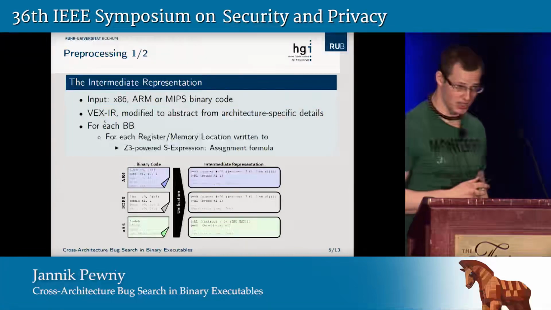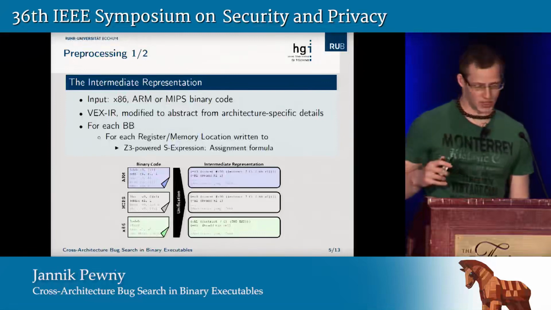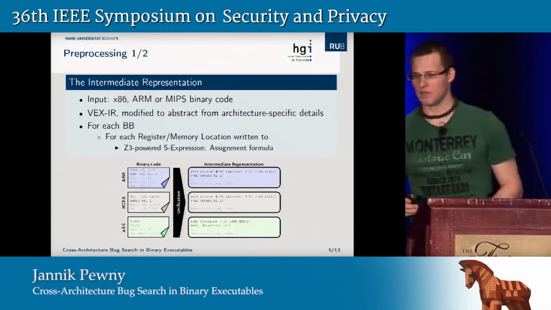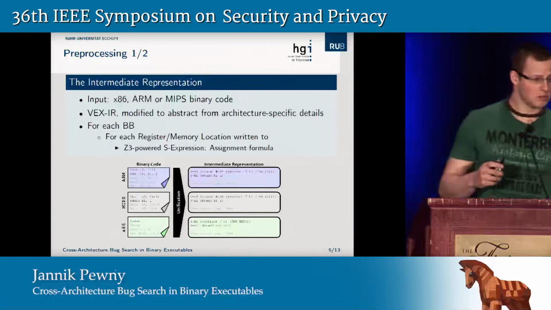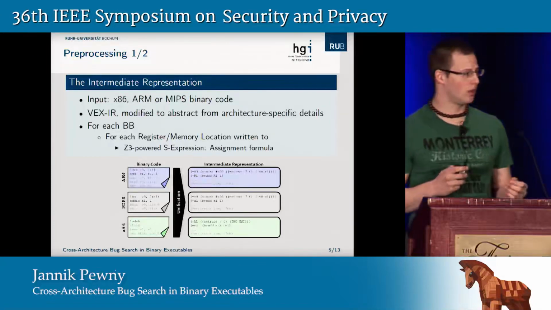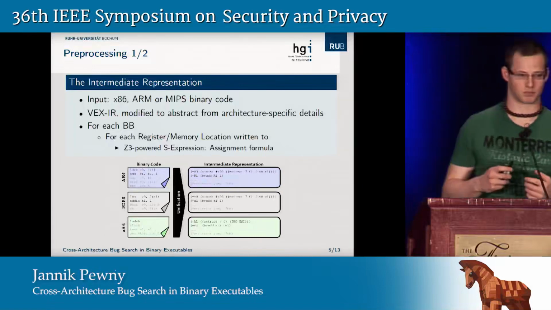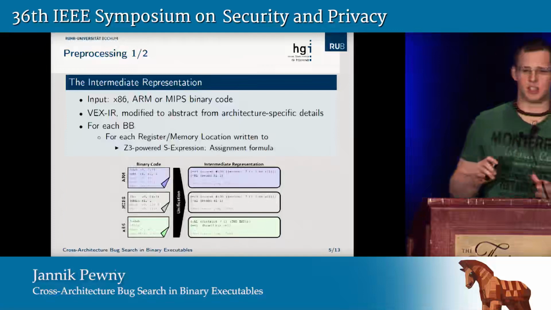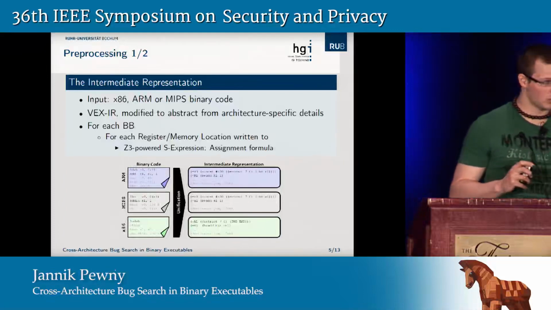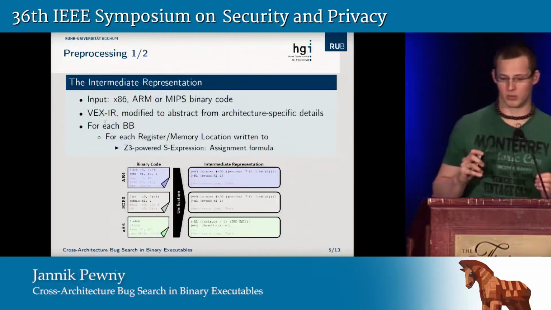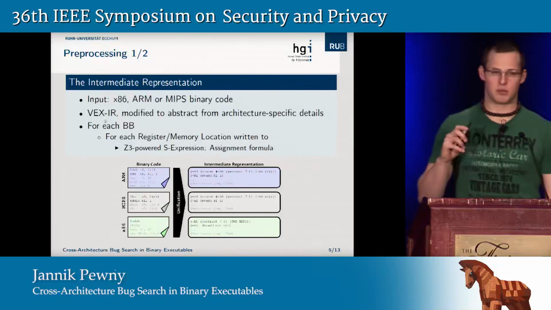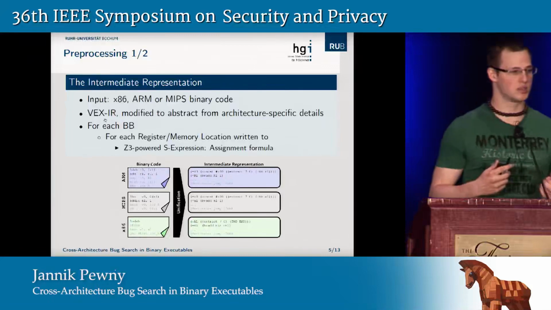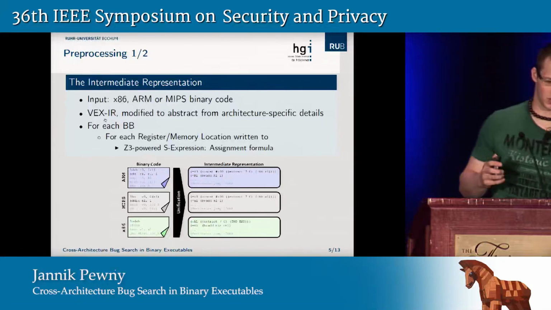So we start off with an intermediate representation. As said, you give us an unobfuscated binary, be it x86 or ARM or MIPS. Those are the architectures we support so far. And then we use the VEX intermediate representation, most known for the Valgrind memory checking framework. That IR is usually used for dynamic analysis, and we kind of misuse it for static analysis, which gives us its own set of problems. But we also had to modify it heavily to abstract from some architecture-specific idioms, so to say.